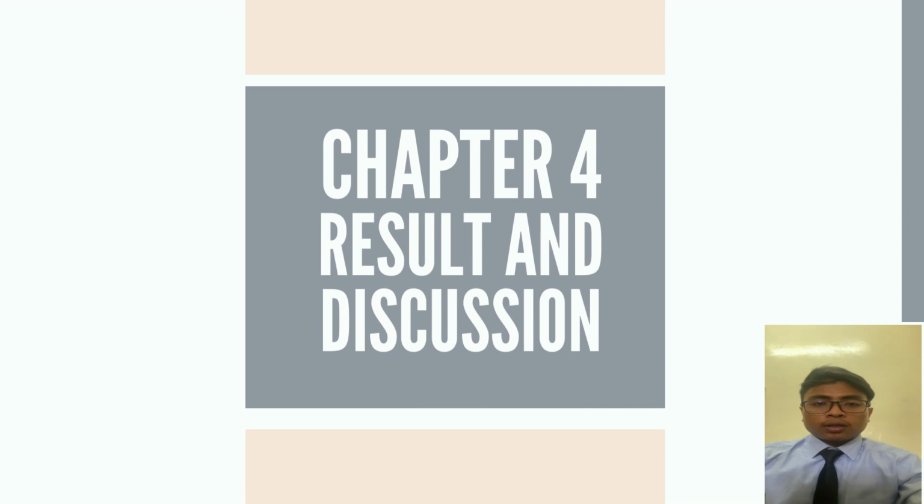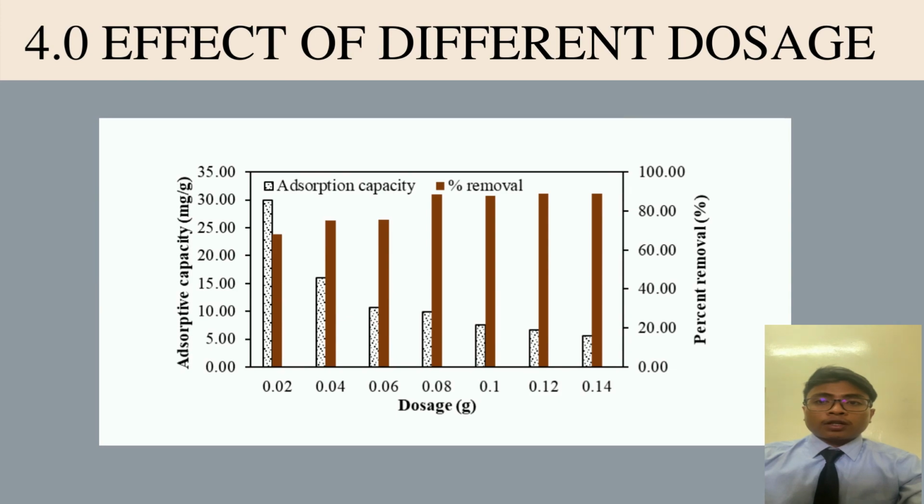Moving on to the next chapter, chapter 4, which is about result and discussion. This is the effect of different dosage results. And here is the bar chart of effect of different adsorbent dosage on adsorption capacity and percentage removal of carbofuran. The removal percentage of carbofuran was found to be 67.69% at 0.02 gram per liter of adsorbent dosage and rose to 88.76% at 0.08 gram per liter of adsorbent dosage. Here is the very peak one.